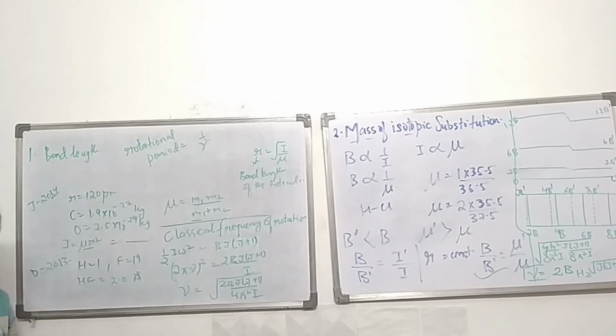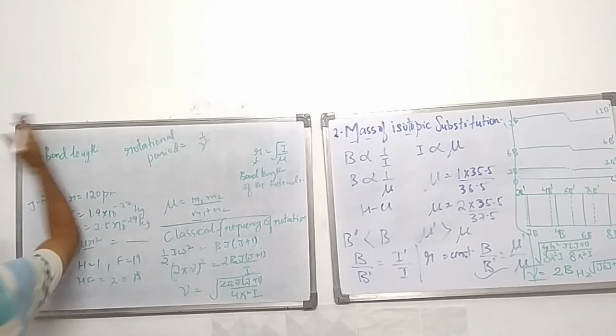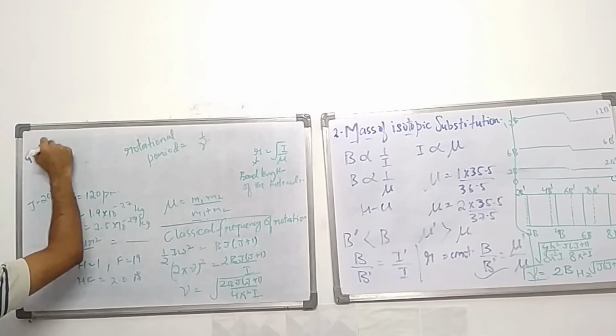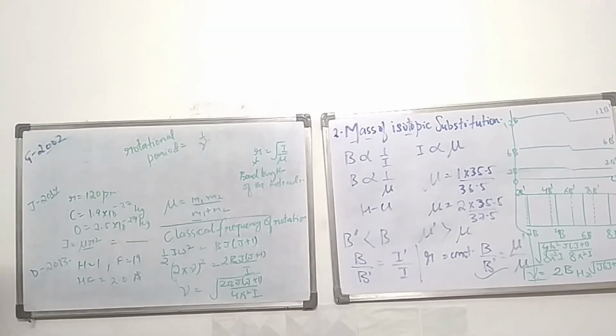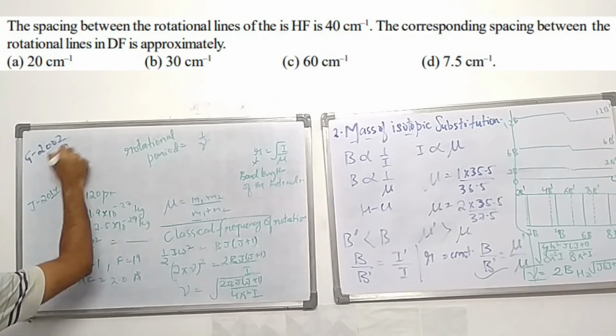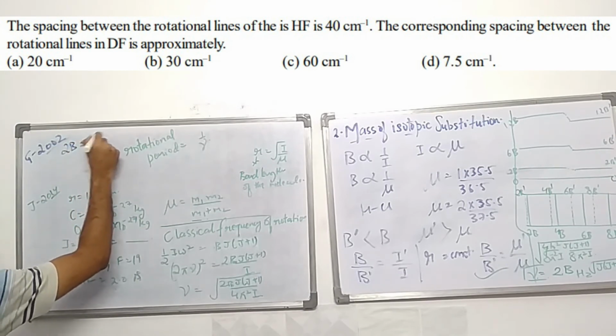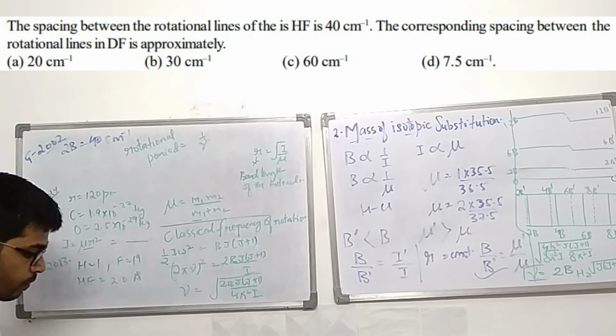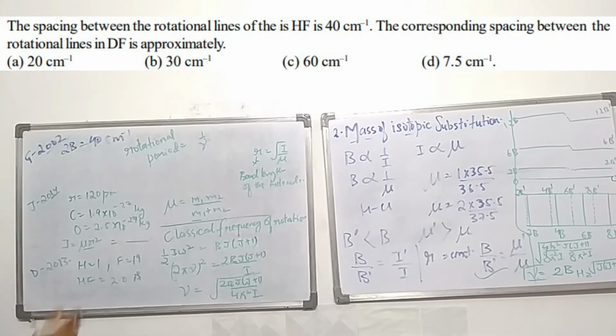Okay. Now we'll take a look at the questions that have come from this part of the microwave spectrum. There are a few questions. The first one we have is from GATE 2002. And the question says the spacing between the rotational lines of HF is 40 centimeter inverse. Now we know spacing is 2B, so that is 40 centimeter inverse. The corresponding spacing between the rotational lines in DF.